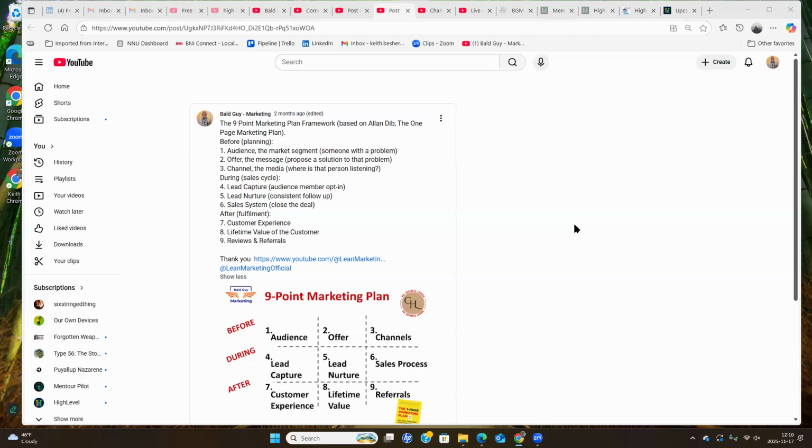Lead capture is how you identify particular individuals that fit within that target market. Lead nurture is how you have an ongoing engagement with them that goes from I know you to I like you to I trust you to I'm willing to let you help me solve my problem. Too often, when people are using a DM strategy in social media, they jump directly to the sale without building the relationship, without building the trust first.